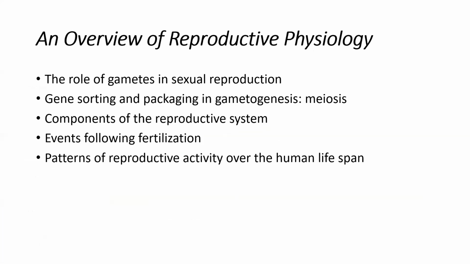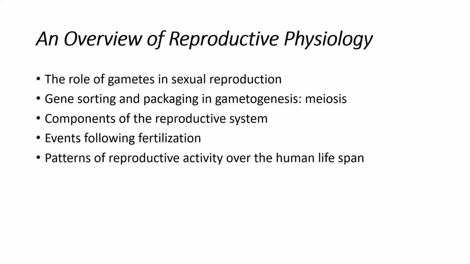What is the reproductive system all about? So we're going to talk about gametes. Gametes are the sex cells. They are housed in the gonads. The gonads are the organs, the reproductive organs, male and female, they're going to be different, that house these sex cells. We're going to talk about gene sorting a little bit, meiosis, and how it differs from mitosis. This should be a review for you.